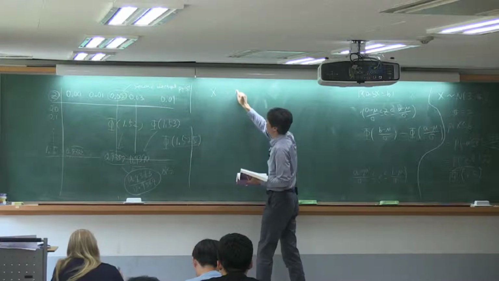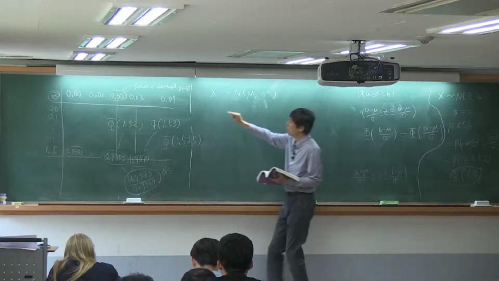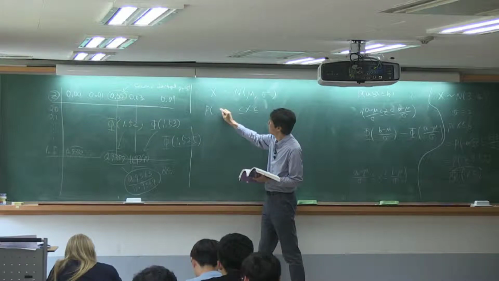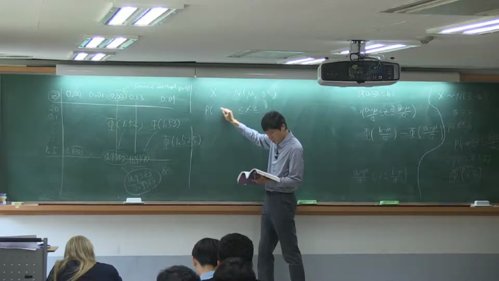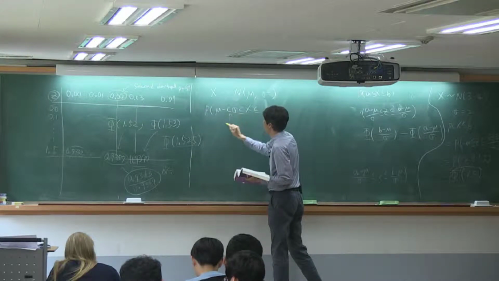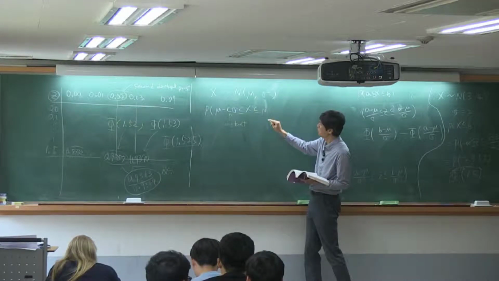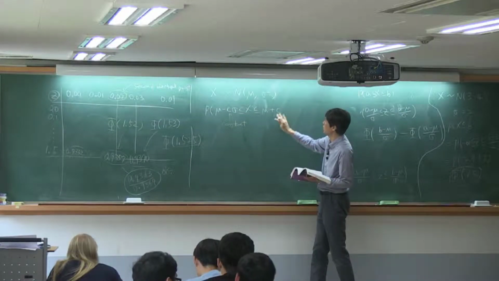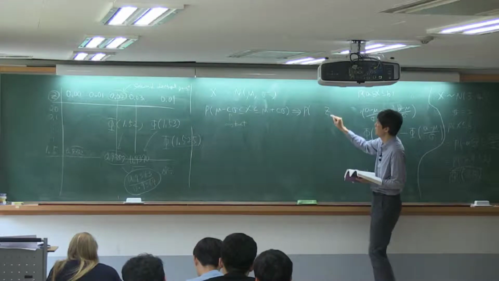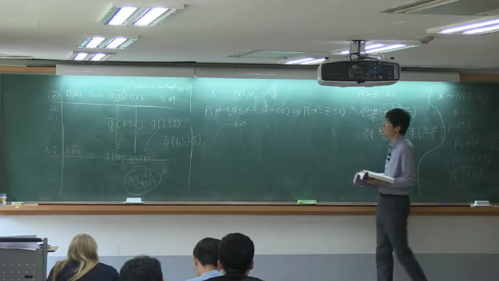So if X is a normal distribution with mean mu and variance sigma squared, then the probability X is between mu minus C sigma and mu plus C sigma, where C is a constant, you can calculate using G, from minus C to C.